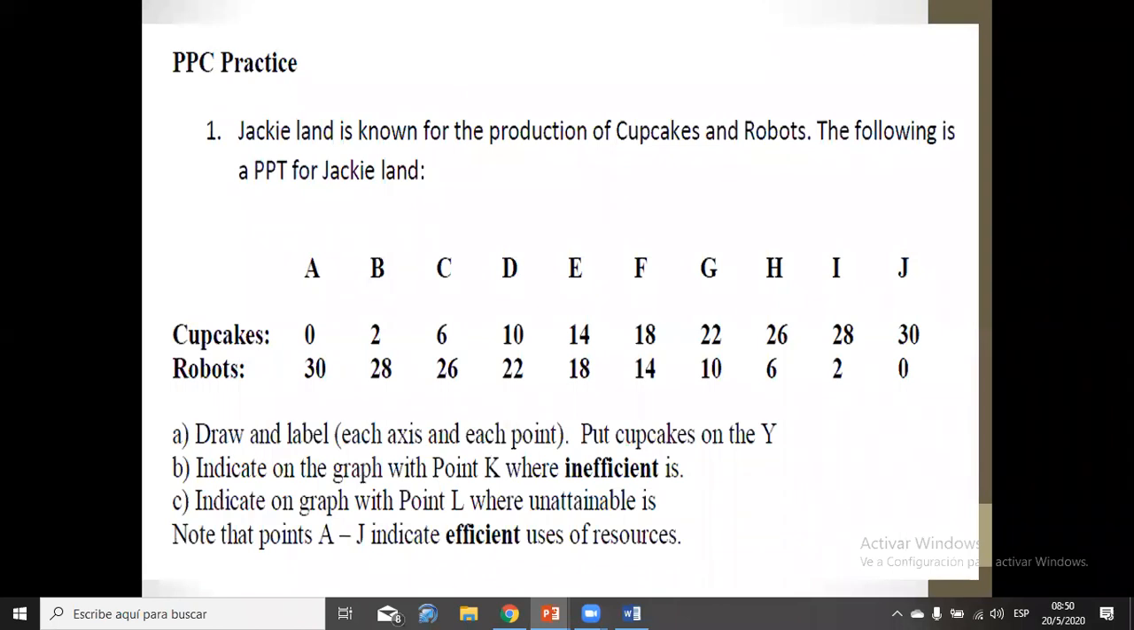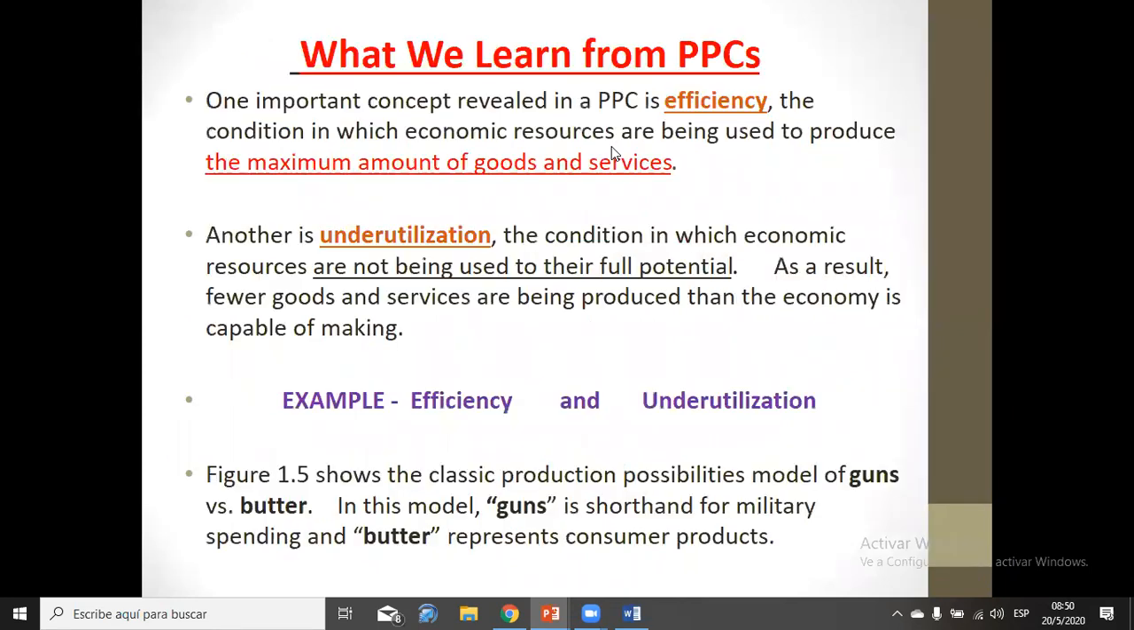Over here, this is a practice that you need to write in your notebook. Remember, this PowerPoint is already loaded up in your platform. So as soon as you finish, or in the afternoon, go to the platform, download this PowerPoint presentation, and then you will find this information that you need to write. This is the table about Jackie Slang's production. Let me remove this. Sorry. Hold on.